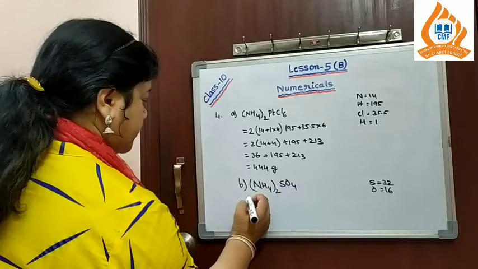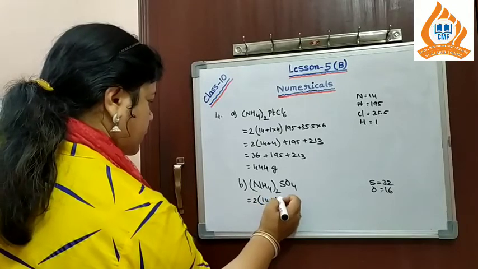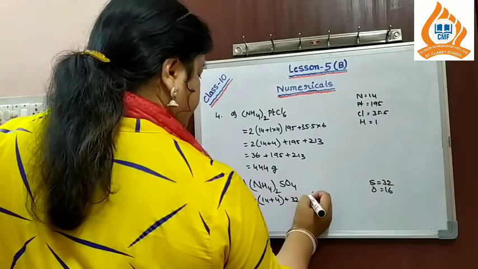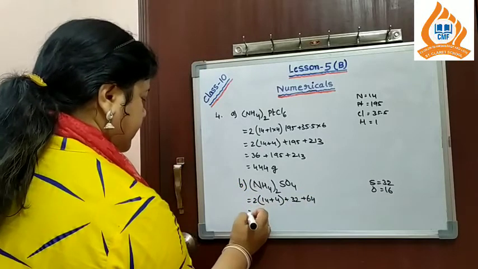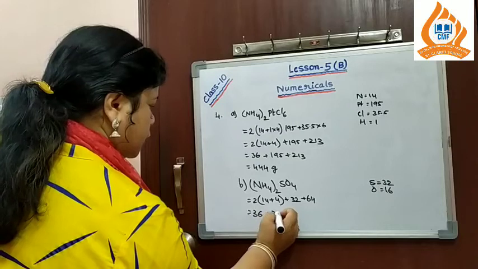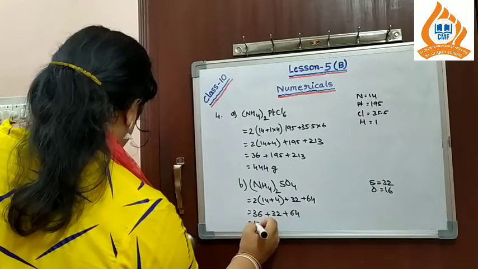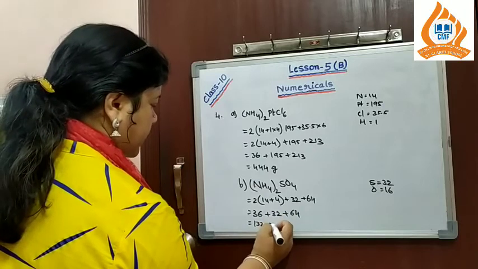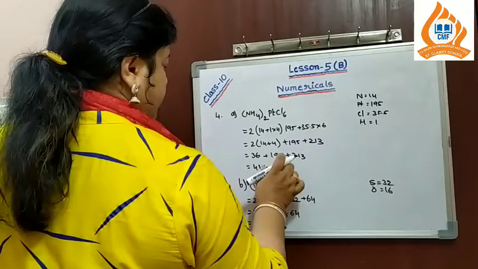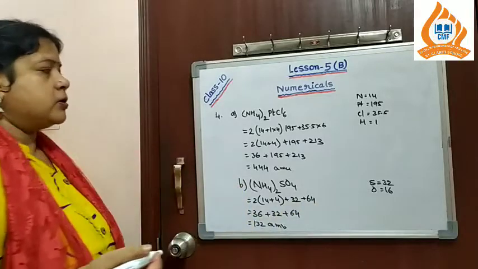(NH4)2SO4: that is 2 times, so we write 2 into 14 plus 4 into 1, plus 32 plus 16 into 4, which is 64. You will calculate it. This one is 18, 18 into 2 is 36, plus 32 plus 64. The total comes out as 132. You can write gram also, or AMU also. Clear? Like this here also you can write AMU because all the units have been given. If you leave it like that also, no problem.